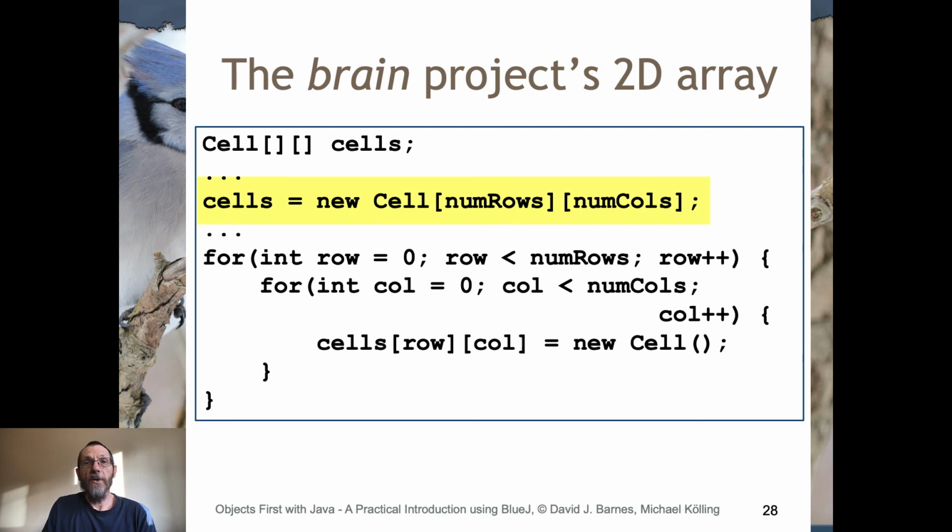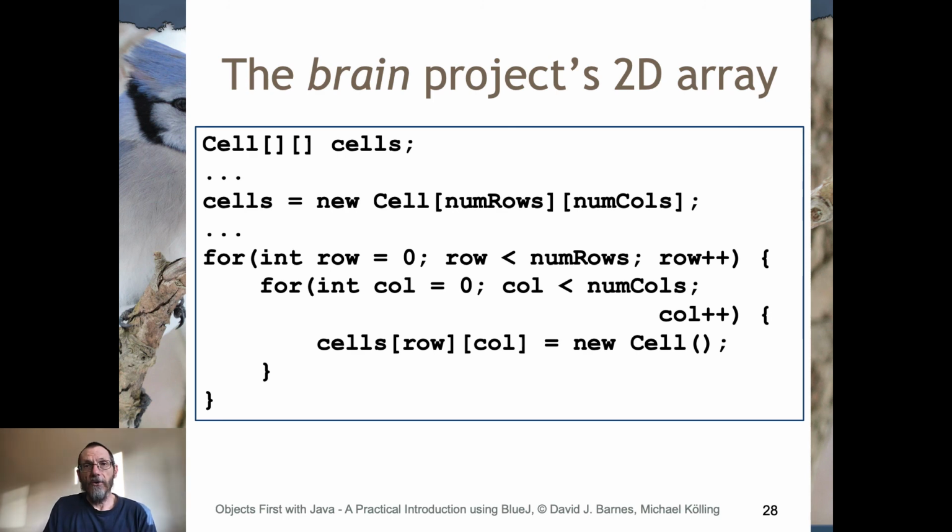So we say new cell, and then between the two separate pairs of square brackets, we ask for the particular dimensions, the number of rows and the number of columns that this array is to contain. It's important to bear in mind that all we have at the point where we've created the array is the ability to store that number of cell objects. Creating the array doesn't create any cell objects itself.